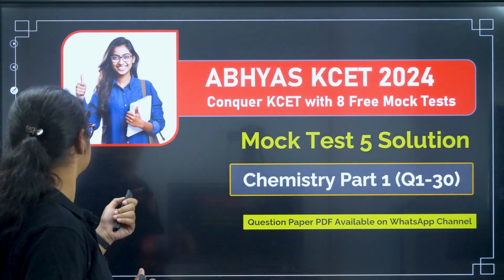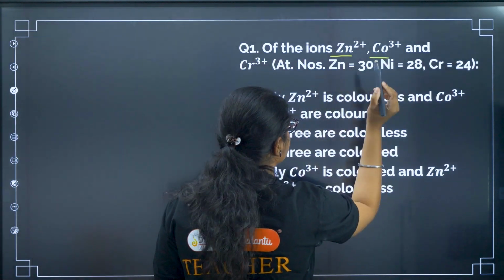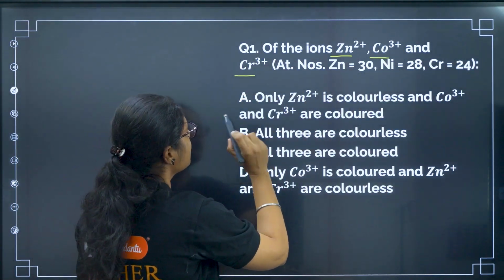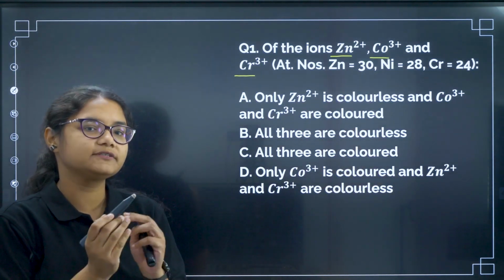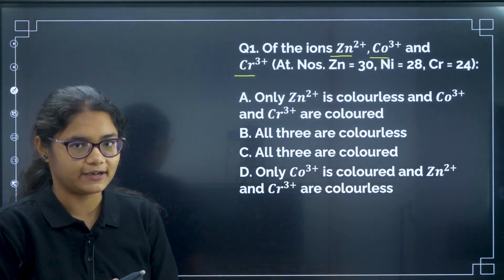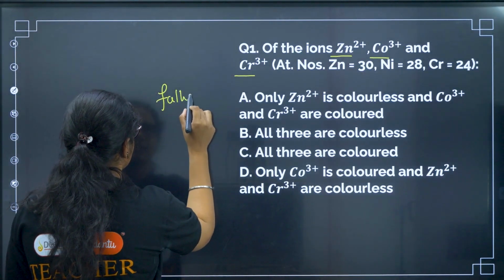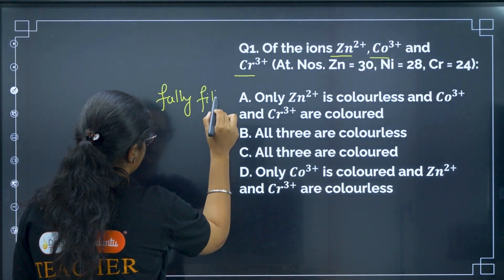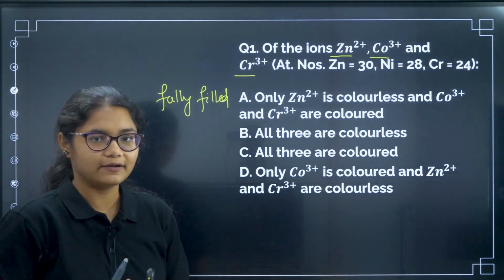So let us see the first question. Of the ions Zn2+, Co3+ and Cr3+, some statements are given regarding the color. So first of all, what is the condition for being colorless? That is, there should be fully filled orbitals. If the orbitals are fully filled, then there will be no color, because of lack of d-d transition.